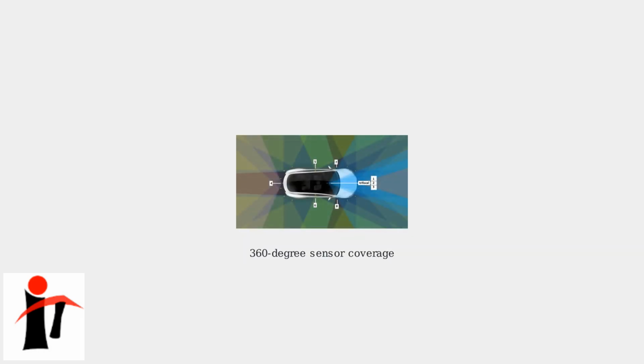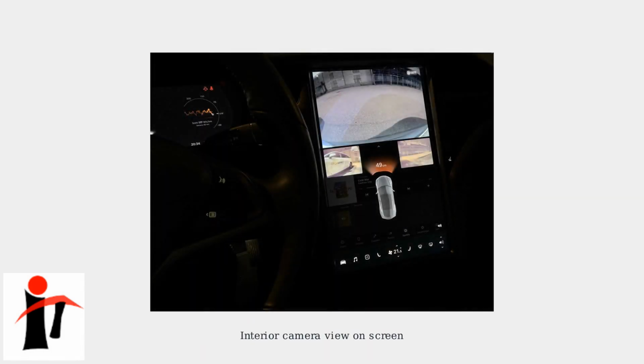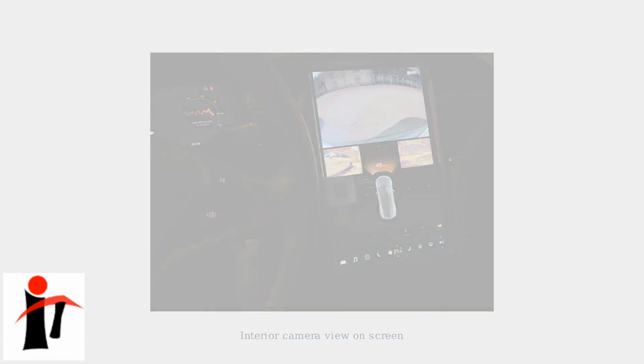Different Tesla models have varying numbers of cameras. Model 3 and Y have 8, Model S and X have 9 to 10, and Cybertruck has 10. The cameras provide comprehensive 360-degree coverage around the vehicle. Cameras detect objects at various distances, from close range for parking to long range for highway driving. Camera feeds are displayed on the central touchscreen for driver assistance.